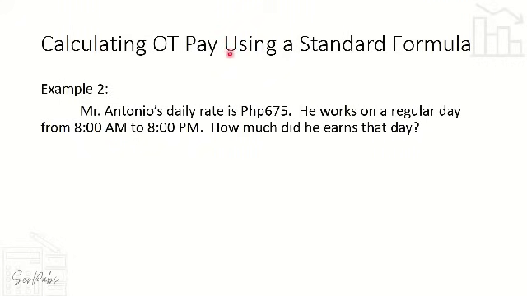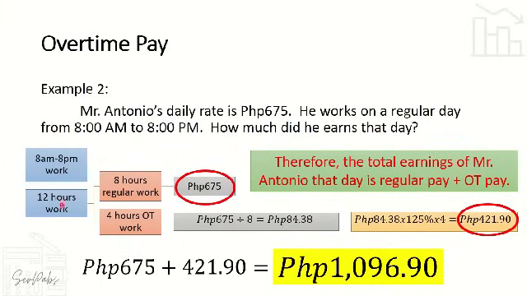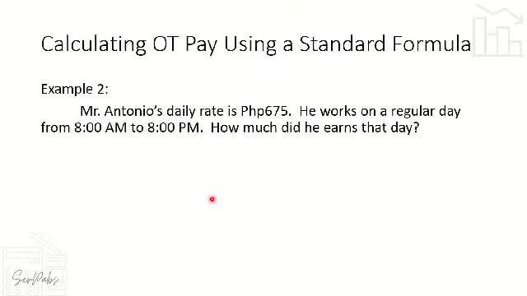Okay, so calculating overtime pay using a standard formula. So yung ginamit natin kanina, tayo ay nag-analyze. Diba? Yung 8 to 8 ay 12 hours. Yung 8 oras doon ay regular work. Yung 4 na oras doon ay overtime. So yung 8 hours, binabayaran siya ng 675. Sa 4 na oras, kikita siya ng 421.90. So pag tinotal, meron siyang 1,096.90 na earning for that particular day. So in-analyze natin. Pero merong isang paraan, balikan natin ang example number 2, para ma-compute natin ang ating overtime pay using a standard formula.